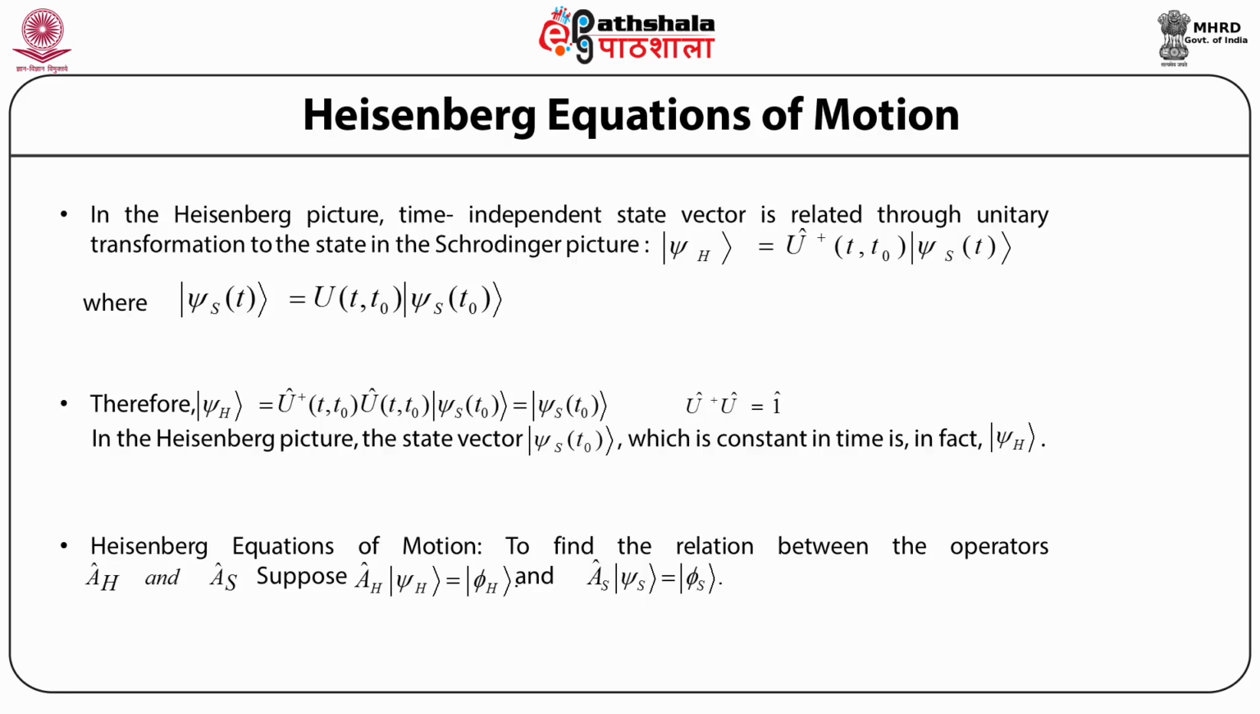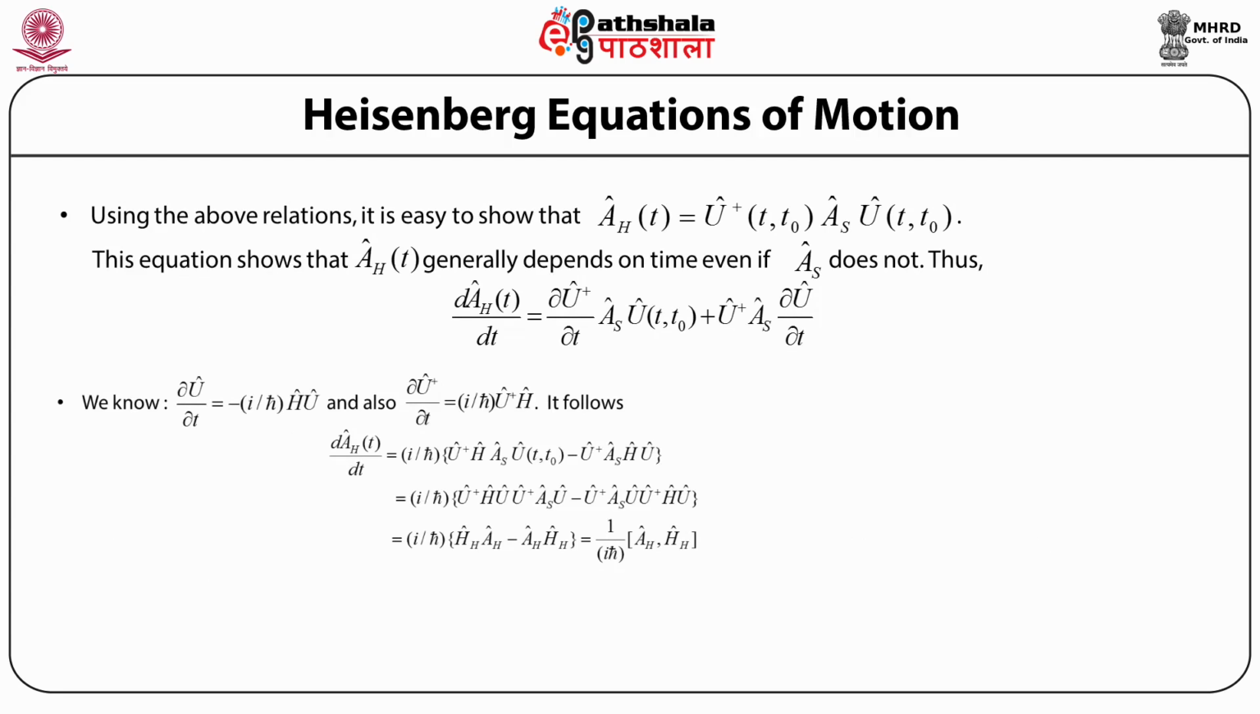To find the relation between the operator A_H and the operator A_S, the former being defined in the Heisenberg picture and the latter in the Schrödinger picture, we can suppose that the operator A_H acting on the ket vector ψ_H is equal to the ket vector φ_H, and similarly the operator A_S acting on ket vector ψ_S is equal to the ket vector φ_S, where the subscript H denotes the Heisenberg picture and the subscript S denotes the Schrödinger picture.